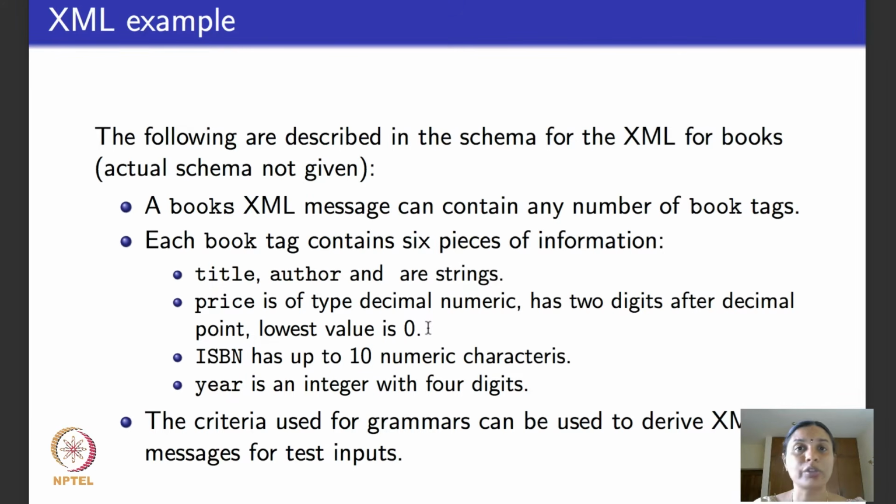There will be a schema to describe this within XML. I have not given you the schema, please remember that, I have just described it in English. ISBN is a number that has up to 10 numeric characters. Year is a year with 4 digits.